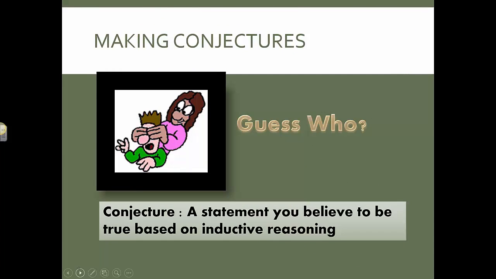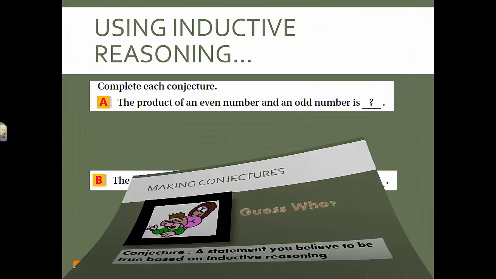Okay, so a conjecture is nothing more than a statement that you believe is true based on inductive reasoning. Similar to when your aunt comes up behind you every time she sees you and she covers your face and says, "Guess who?" And you guess, "Oh, it's Aunt Joan." You have been using inductive reasoning and you've made a conjecture.